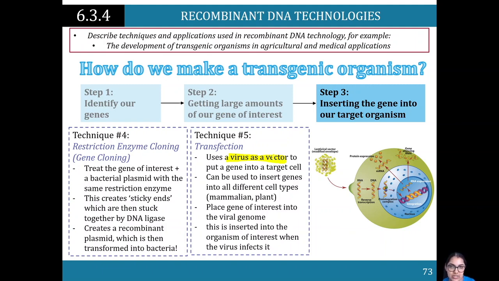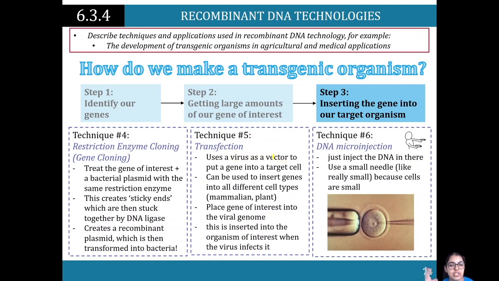We send the virus into the target cell, and the virus hijacks the machinery of the target cell, forcing it to make the proteins of that specific gene that we wanted, because that's what viruses do. But this time, instead of having the viral proteins in there, we have the genes that we want. And finally, microinjection. We use a very fine needle, because the cells are small, and we just inject the DNA.